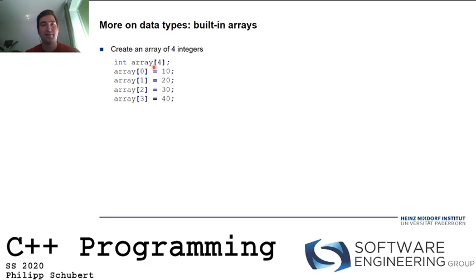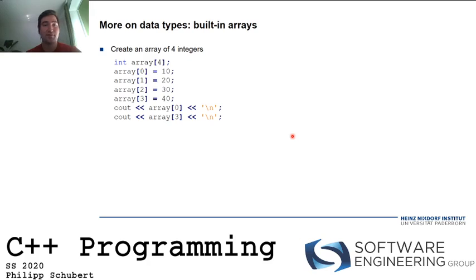So if you have an array of size 4, so 4 integers, your indices go from 0 to n minus 1, so 3 in our case. For instance, here in this example, we can just write some literals to those integer values contained in that array. Write a 10 at the array position 0, write a 20 to position 1, write a 30 to position 2, and 40 to position 3. And then we have all our 4 positions.